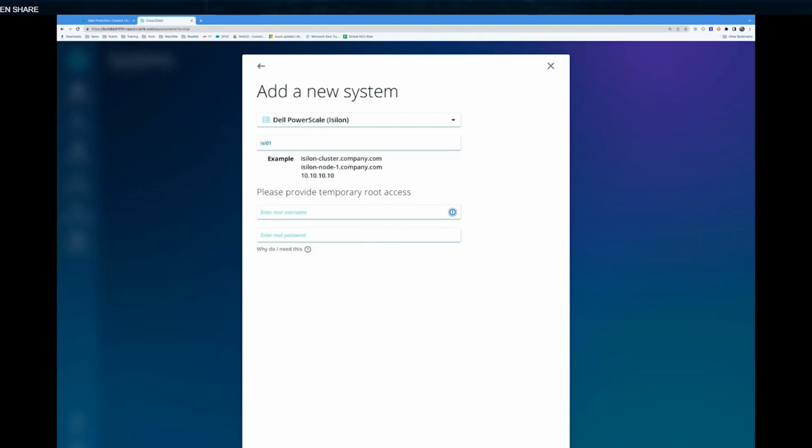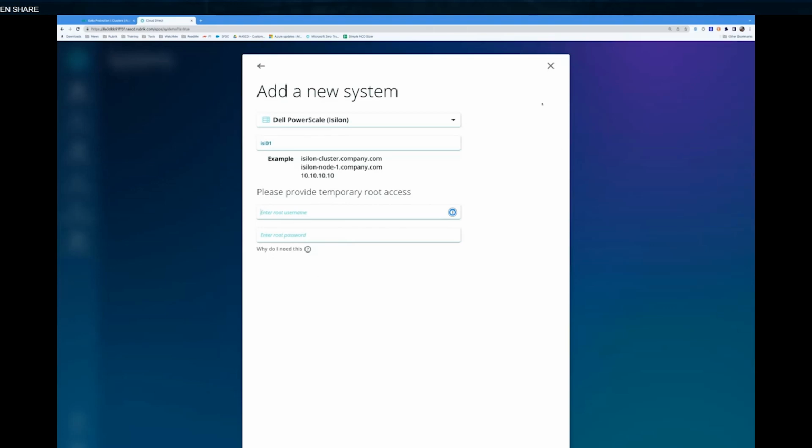Now, if root credentials aren't for you and you don't want to use those, or security says you can't, we certainly have in our user's guide a way to prescribe a least privileged user that meets the needs for this connection. But suffice it to say that the credentials you use here to add the array are discarded at the end of the addition, because we set up our own least privileged credentials on the array through this process.